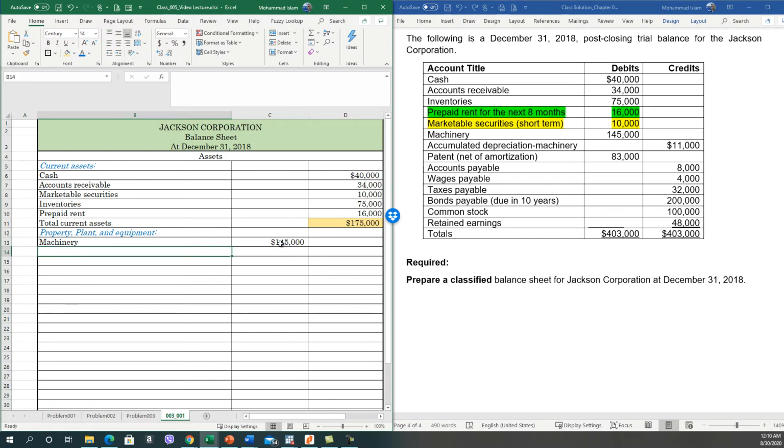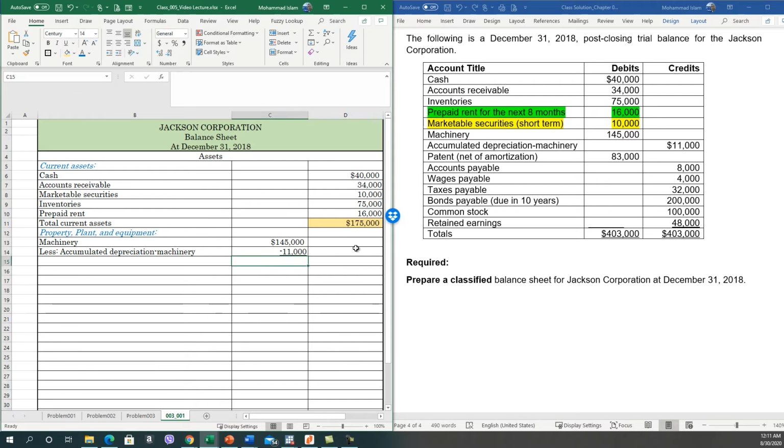145,000. And then less accumulated depreciation on the machinery. I'm writing the depreciation within brackets so that it becomes a negative value. That one is 11,000, bracket close. So it becomes something like that, and then I'm using an underline.